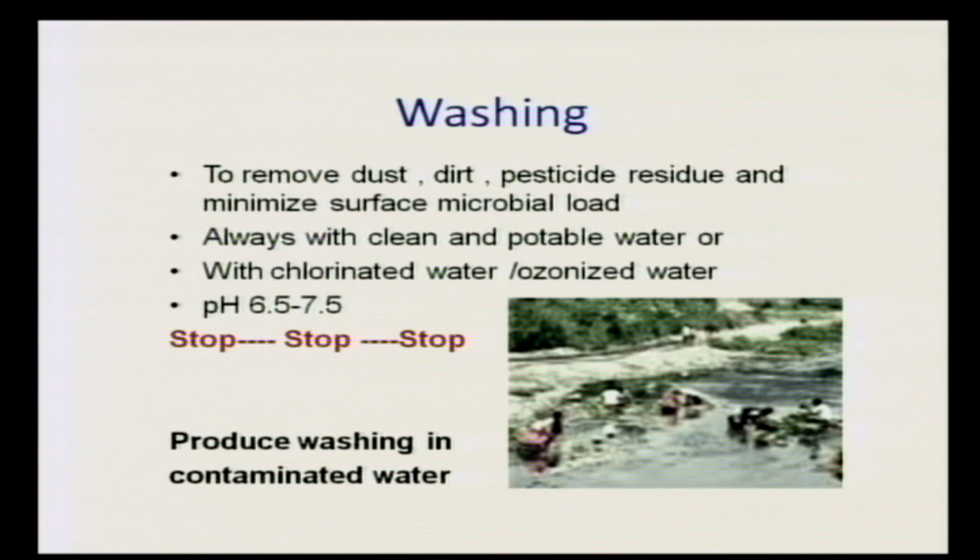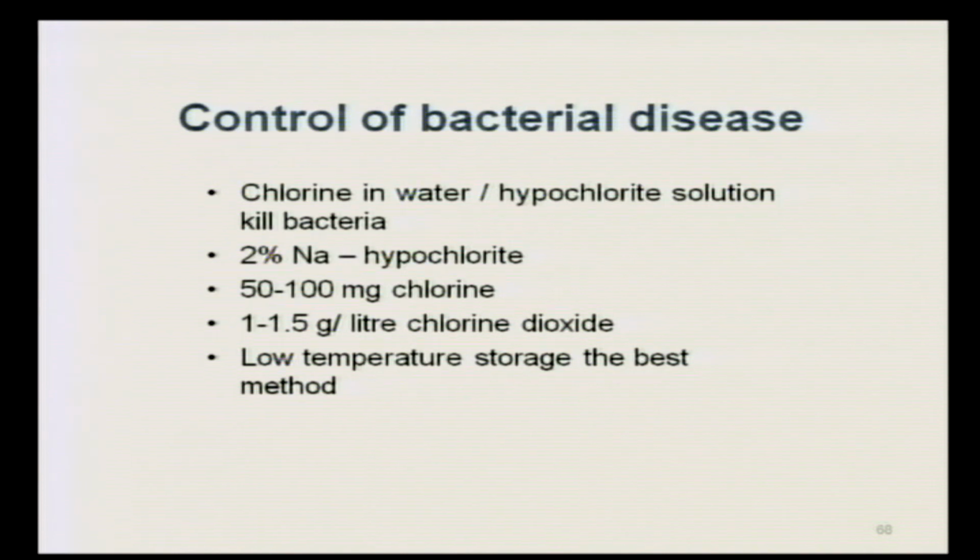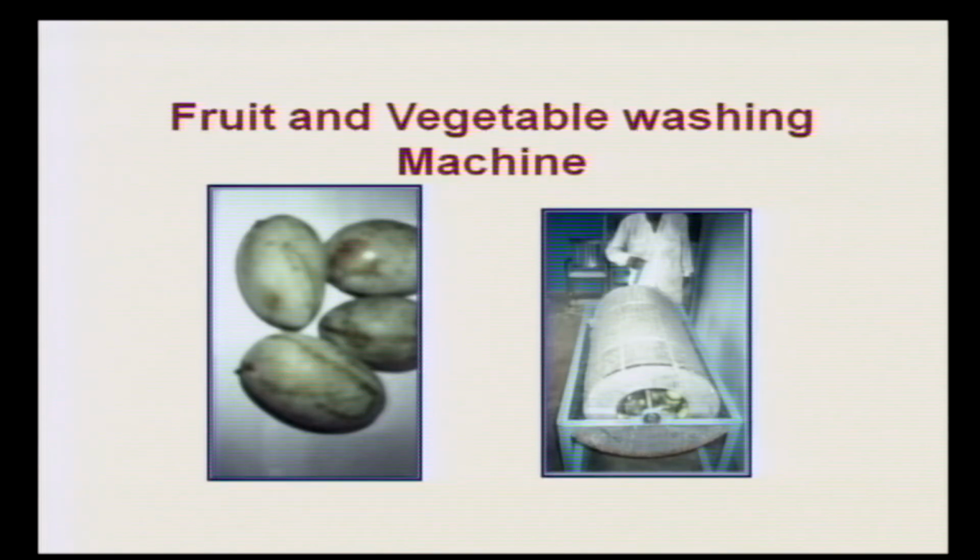Remember, do not wash in contaminated water, and this becomes very important, particularly nowadays when there is a shortage of water and good chances of carrying forward the contamination from the water to the fruits and vegetables. How do we control it with chlorine? Chlorinated water and hypochlorite solution can be used. We can use 2% sodium hypochlorite solution or 50 to 100 ml chlorine. But low temperature storage is also a good alternative. Washing machines are available and we can use these.